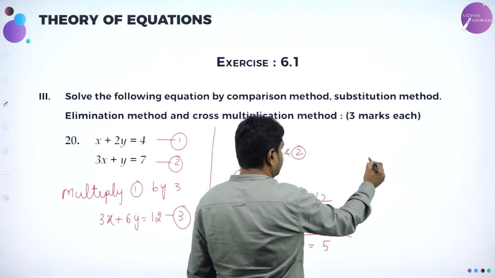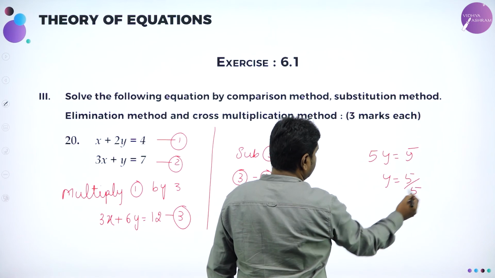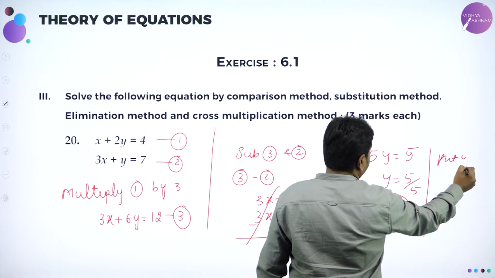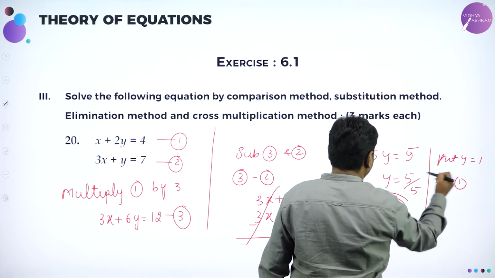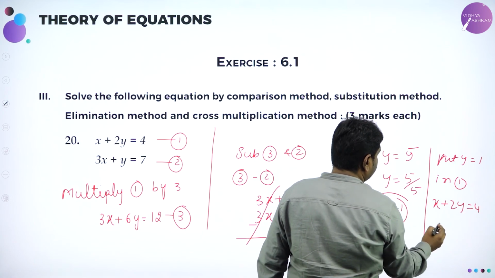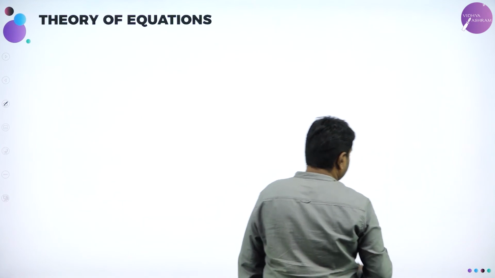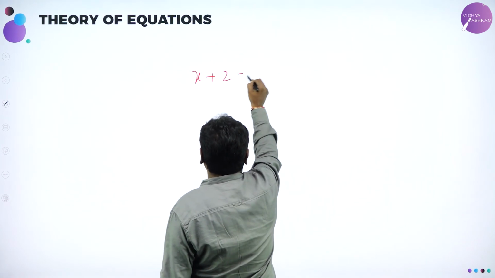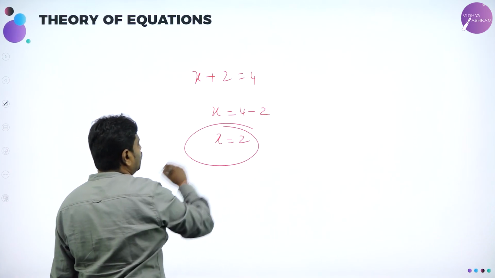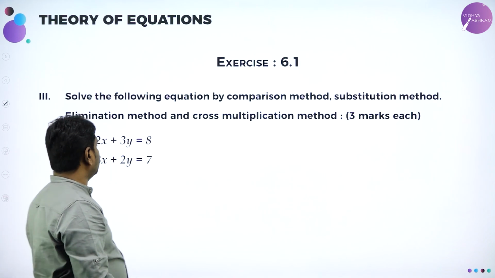And put y value. 5y is 5, so y value is 5 by 5. Y value is 1. So you got y value as 1. Put y value equal to 1 in equation 1. What is equation 1? X plus 2y equal to 4. And in the place of y, put the value of y. X plus 2 into 1 equal to 4. And x plus 2 is equal to 4. Or x is equal to 4 minus 2. And x is equal to what? 2. So you got x and y. Usually you can verify.